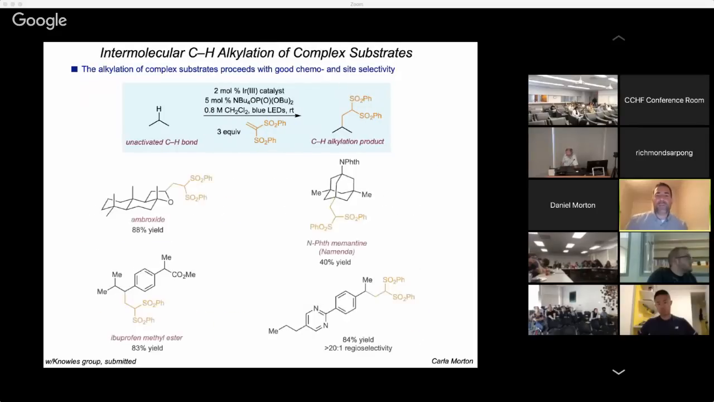And we've also started to apply this to more complex molecules. So here's an alkylation of the activated position here in ambroxide. Here's our memantine derivative again. We get good selectivity between different benzylic sites as shown here. So with ibuprofen, we get a single product. And with this pyrimidine-containing compound, we also get a single benzylic functionalization.